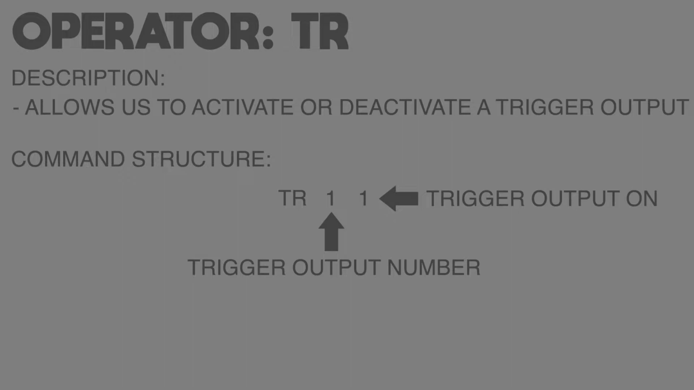If you wanted to know what state a specific output was in, you could just type TR followed by the target output number, and Teletype would return a value of either 0 or 1, off or on.